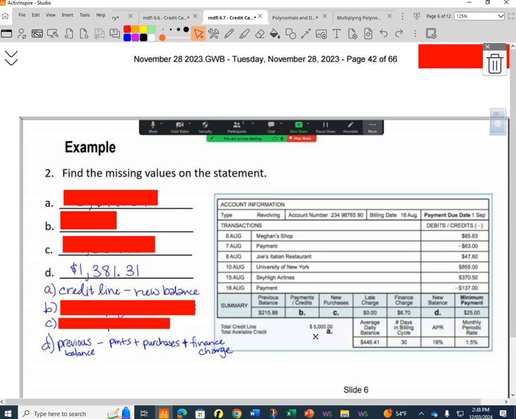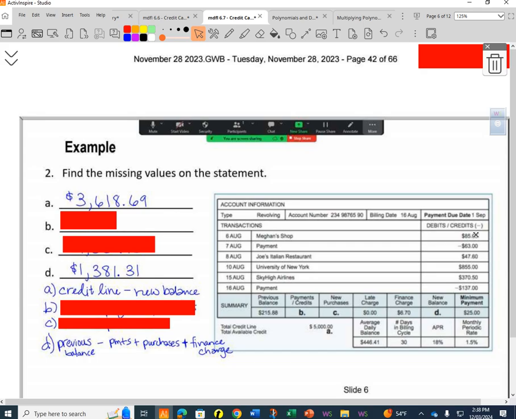So we can find our total available credit by taking the credit line of $5,000 and subtracting the new balance. The new balance we said is D, so we're going to subtract those, and that would be $3,618.69. So 5,000 minus 1381.31.